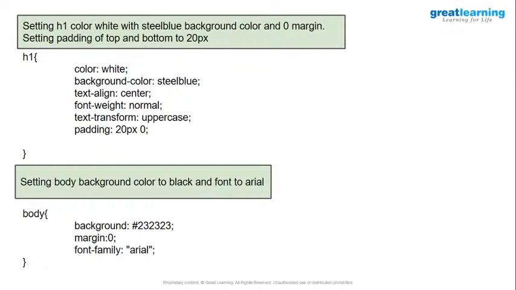Now the body, whatever is written in the body, the color will be set to black. So this octothorpe sign that we are using.